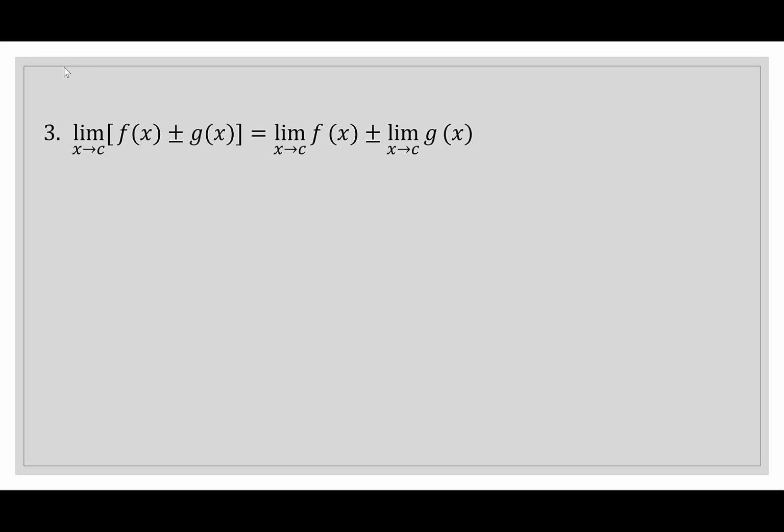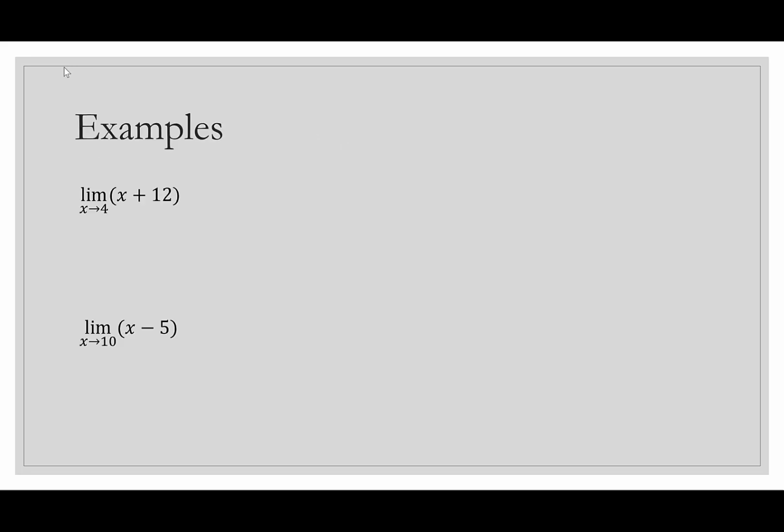If we had addition or subtraction in our limits, then the limit as x goes to c of f of x plus or minus g of x is equal to the limit of f of x plus or minus the limit of g of x. This says if you have a bigger function with parts, you could break them into their individual pieces. The plus or minus says if it was plus in the beginning, it will be plus when we separate it. If it was minus, then it'll be minus when we separate it, like this.